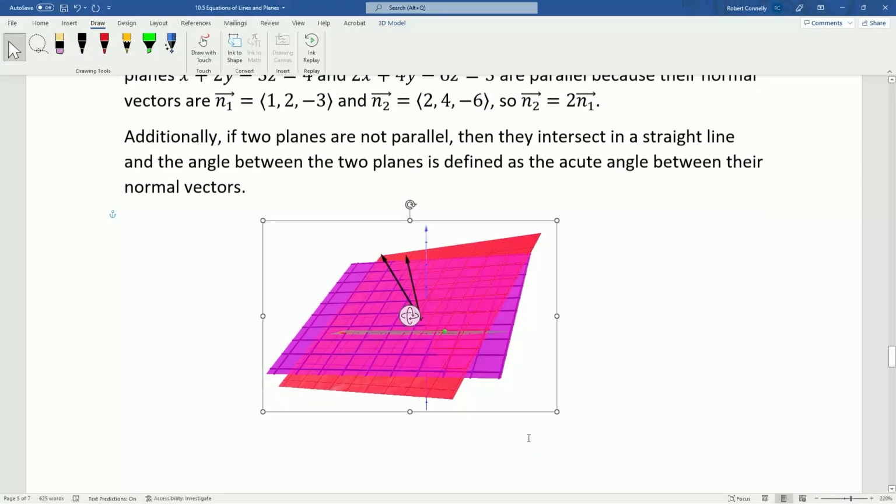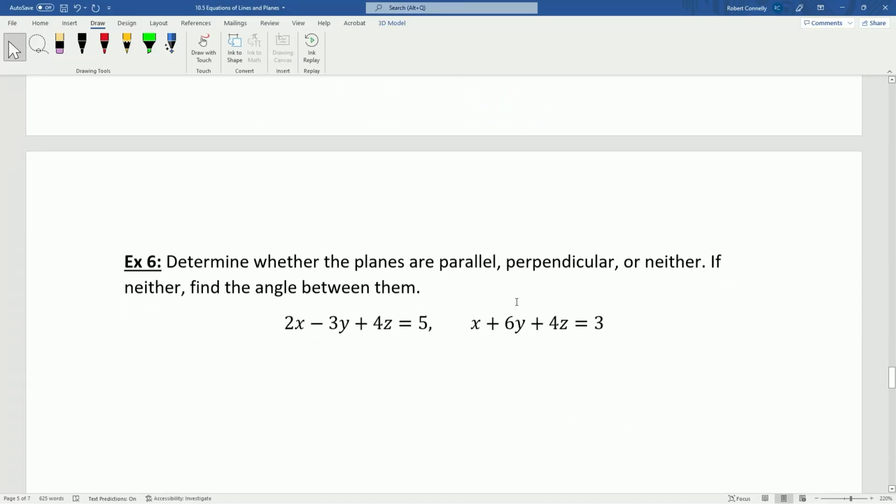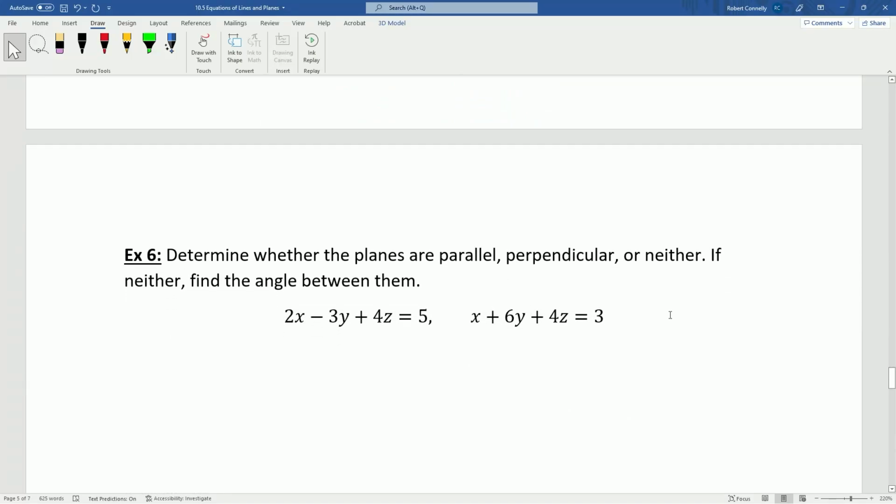Okay, so let's go ahead and move on to this next example. Determine whether these planes are parallel, perpendicular, or neither. So first, let's just write out what their normal vectors look like.